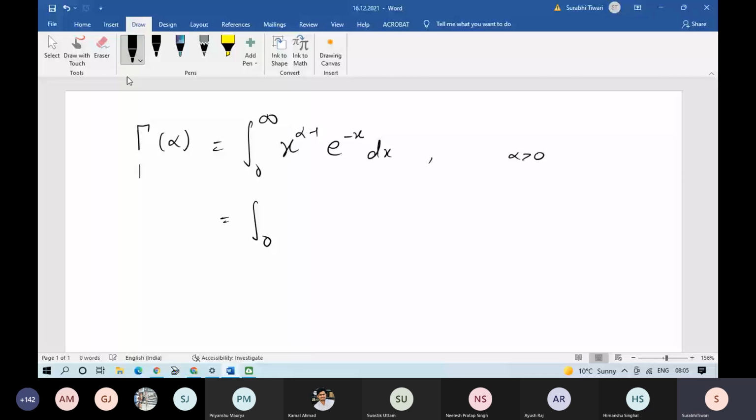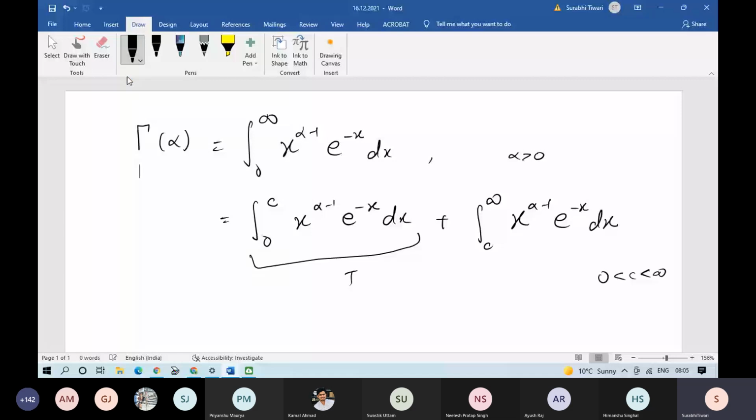One was the integral from 0 to c of x to the power of alpha minus 1 e raised to the power of minus x dx, plus the integral from c to infinity of x to the power of alpha minus 1 e raised to the power of minus x dx, where c lies between 0 and infinity. This we named as I1 and this we named as I2. I1 we discussed the convergence yesterday. Now for I2 we have to discuss the convergence.